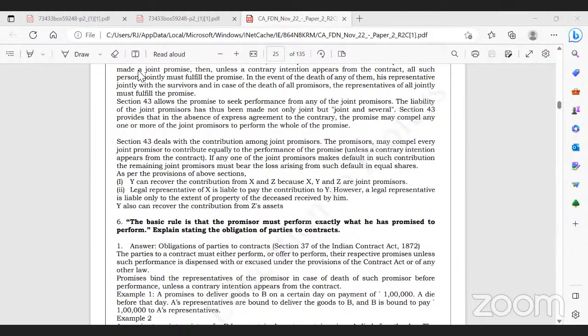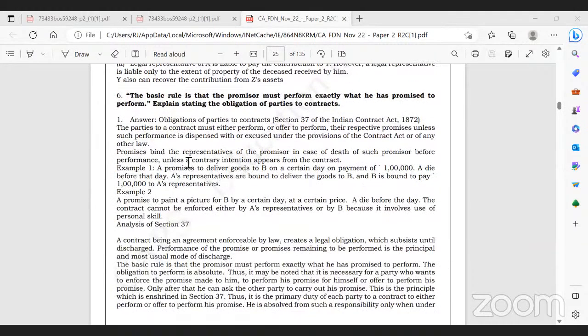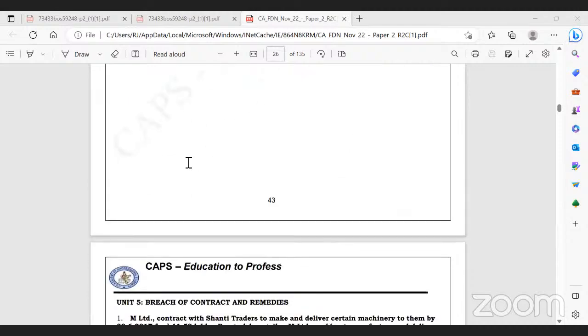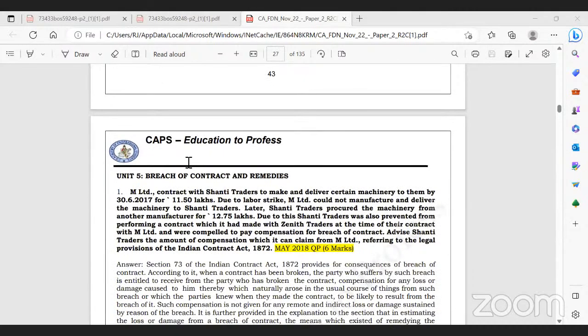The basic rule is that the promisor must perform exactly what he has promised to perform. Explain, stating the obligation of the parties to the contract. This also you can read from the study material, Unit 5, breach of contract and remedies.